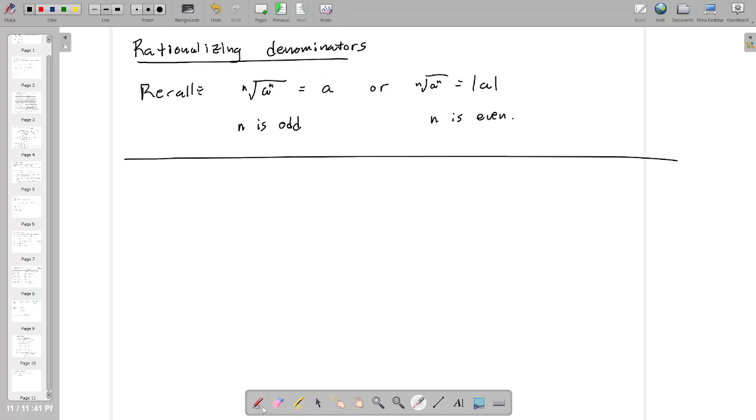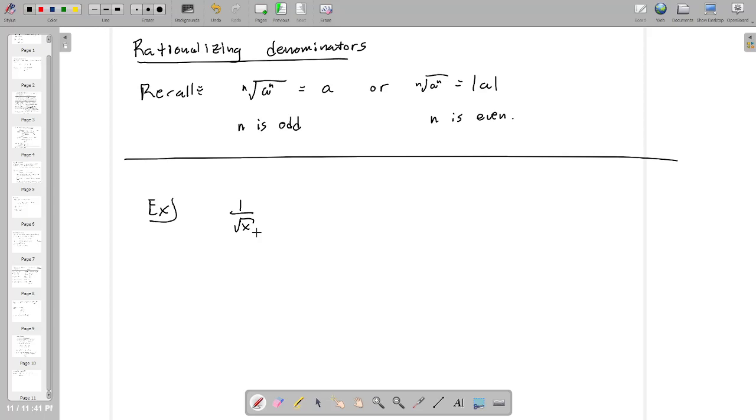Now, also notice that we're talking about rationalizing a denominator, not the numerator. So if the numerator is not rational, that's totally fine. A couple of examples like this. So if we have, say, 1 over the square root of x, how would we rationalize this?